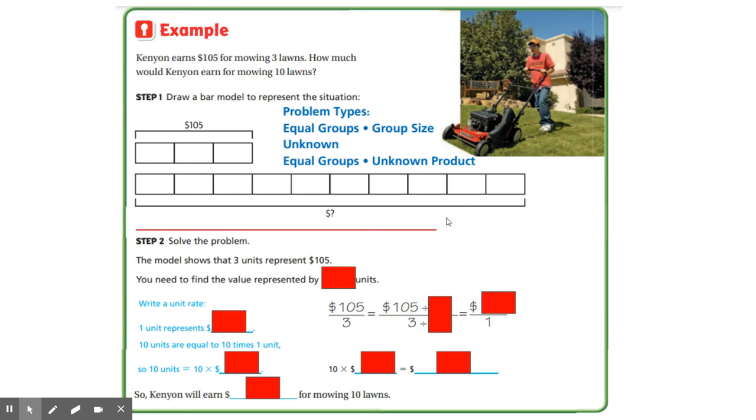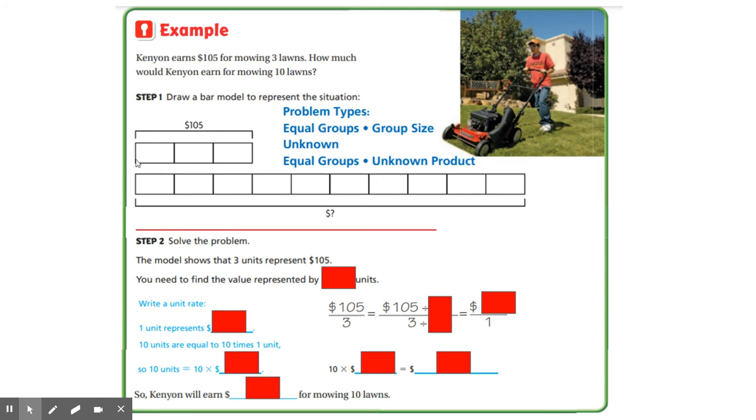Another way to do these problems is something called a bar model. It's not my favorite, but I wanted you to be aware of what those look like in case they talked about bar models or showed you a bar model at some point. So in this case, Kenyon earns $105 for mowing 3 lawns. So they want to know what would he earn for mowing 10 lawns.